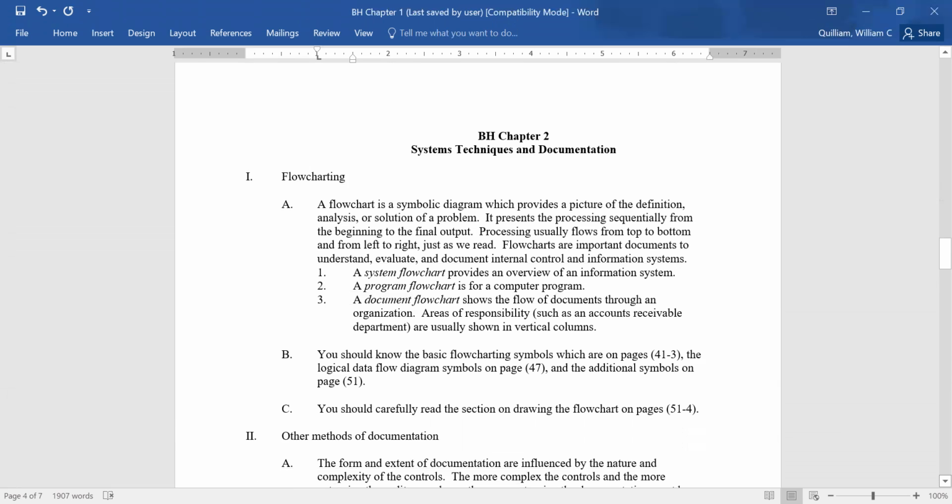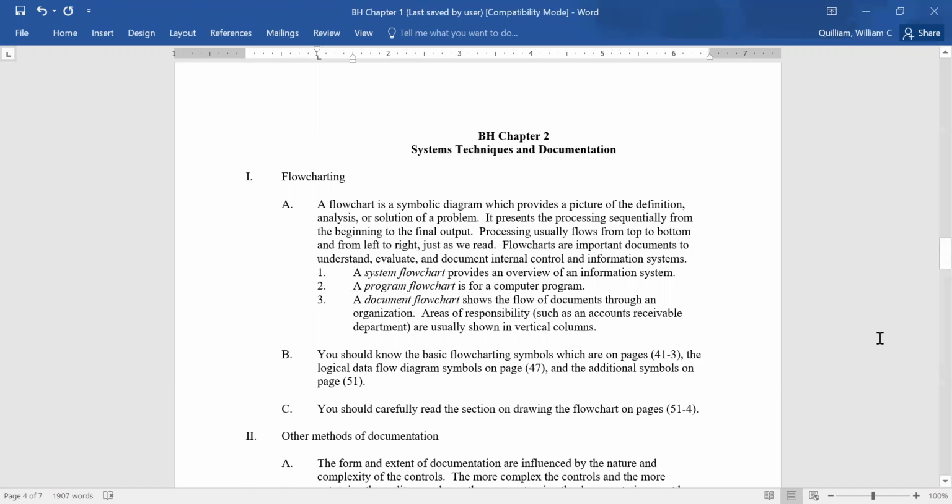That concludes chapter 1. Let's look at some information from chapter 2. If there's any information I don't mention, I will not test you on it. Simply read it as far as background material. So systems techniques and documentation. Again, document, document, document everything we can.